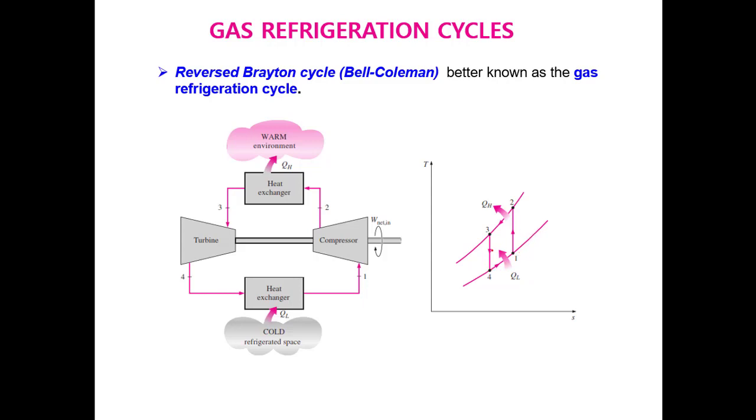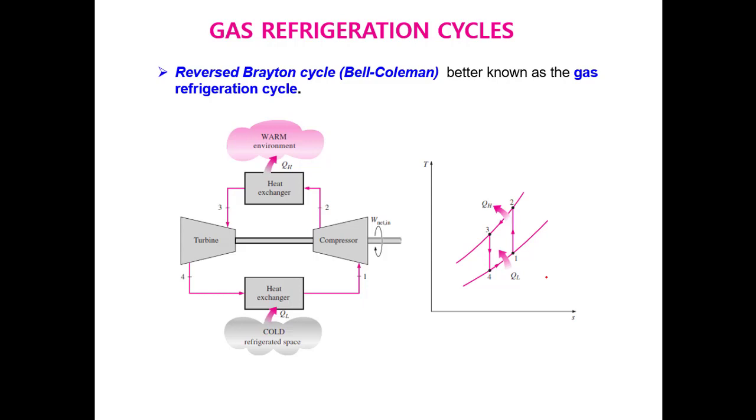So basically the Brayton cycle operates between two pressure ranges. One is the low pressure, another one is the high pressure, and 2 to 3 is a constant pressure process. Similarly, 4 to 1 is a constant pressure process. So that cycle is known as the Bell-Coleman or reverse Brayton cycle. This is basically the ideal cycle.